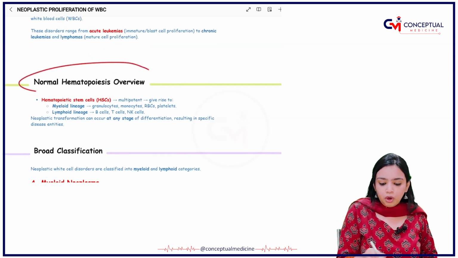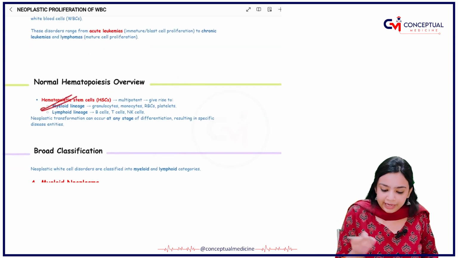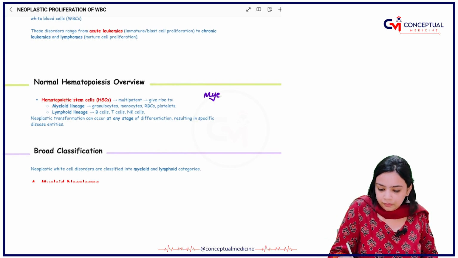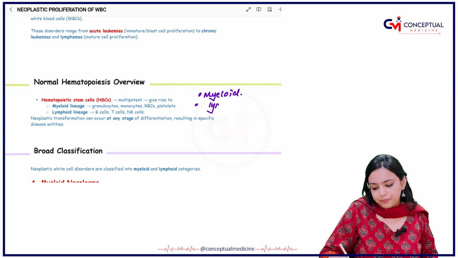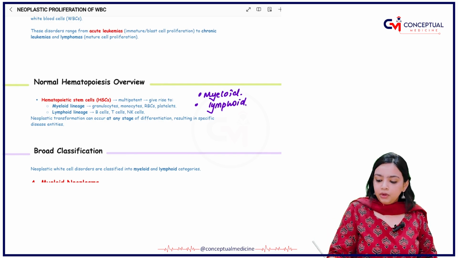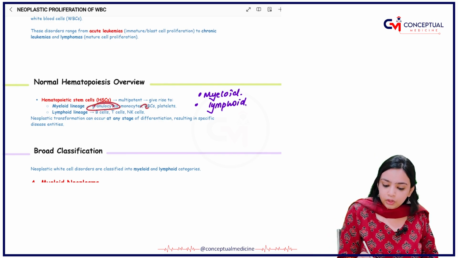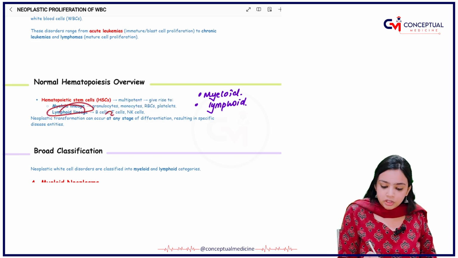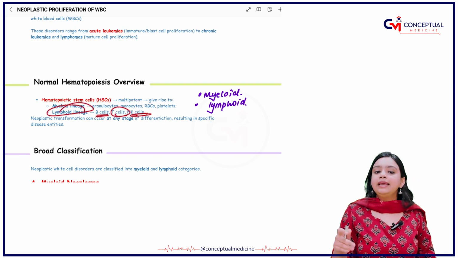Now, coming to normal hematopoiesis, there is the myeloid lineage and there is the lymphoid lineage. In the myeloid lineage, you need to know that there will be granulocytes, monocytes, RBCs and platelets. In the lymphoid lineage, there will be B cells, T cells and NK cells.